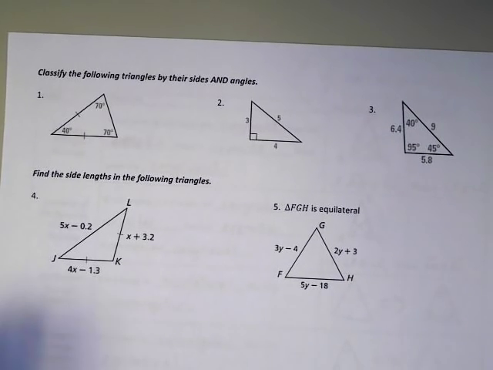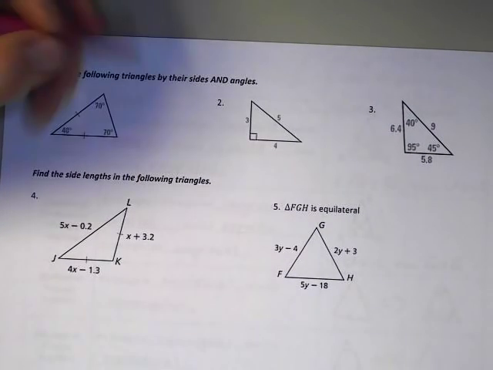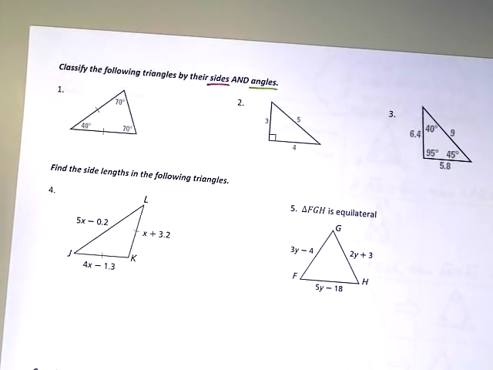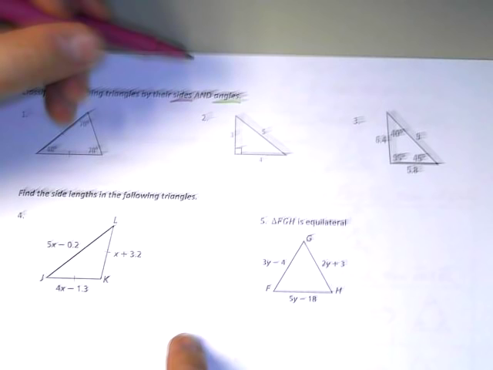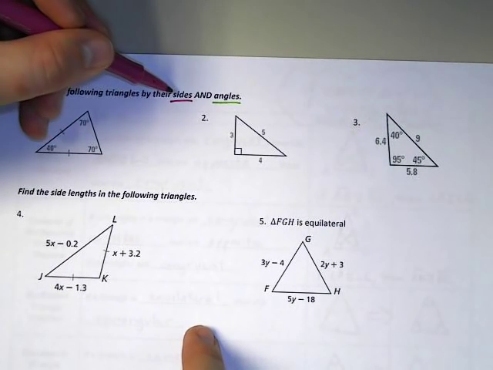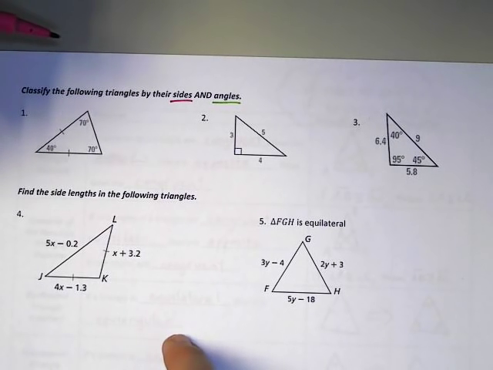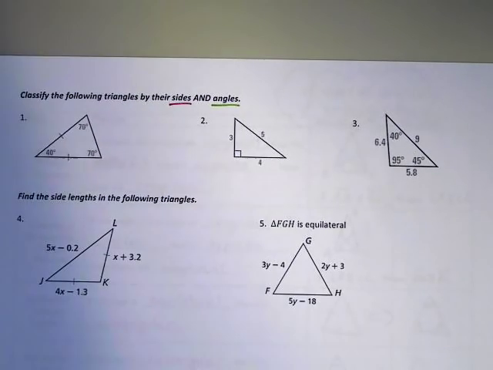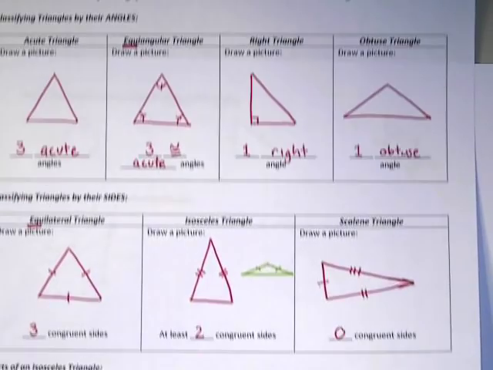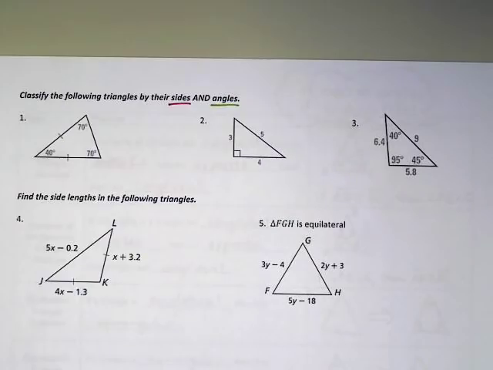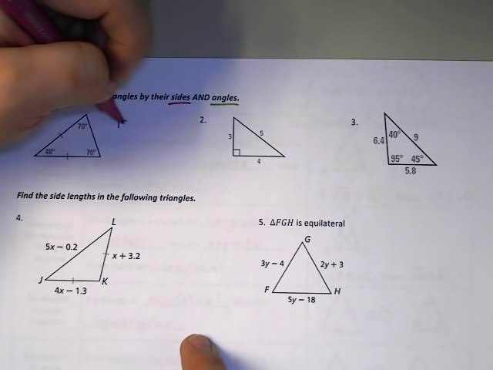So, if we look up at something similar to the top, classify the following triangles by sides and angles. We need to remember that if we want sides, we're basically counting up the number of congruent sides. Alright? Well, I see 1 tick mark, 2 tick marks, not a third. So if I have 2 congruent sides, that is an isosceles triangle. So this is isosceles.